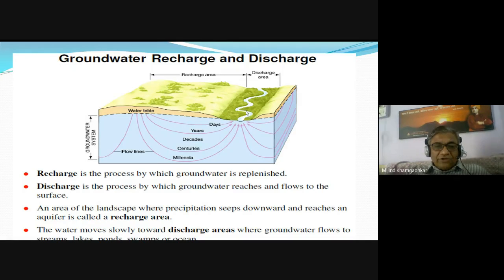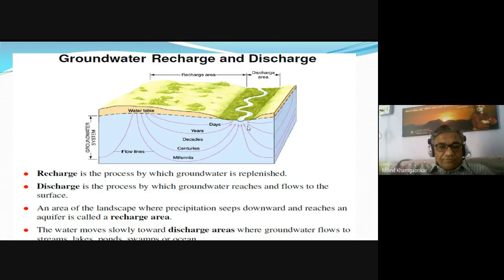Groundwater, when it is taken out either by pumping to the surface of the soil, or when it reaches certain streams, when the groundwater table is above the river bed level or the stream bed level, then this groundwater is supplied to these streams. Then also we lose certain groundwater. That is called the discharge.